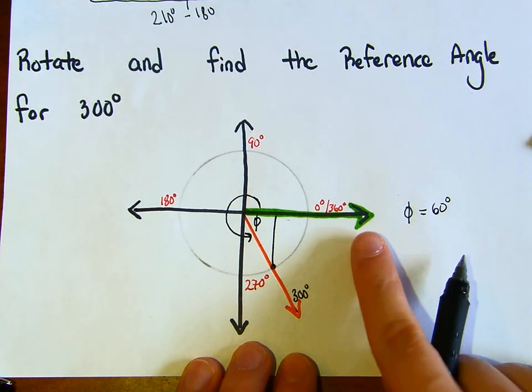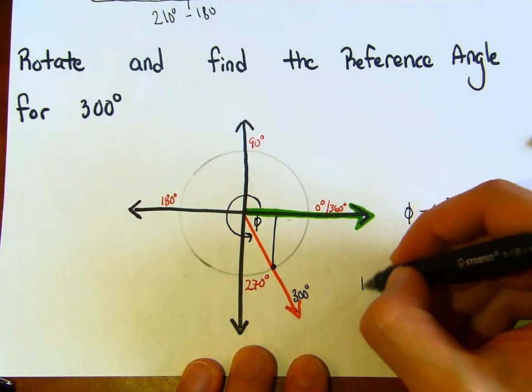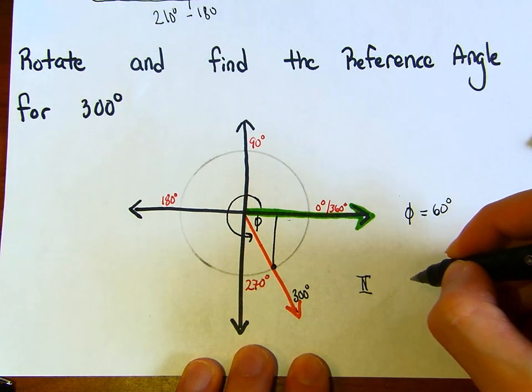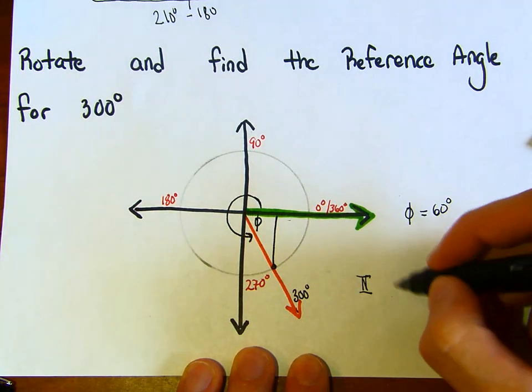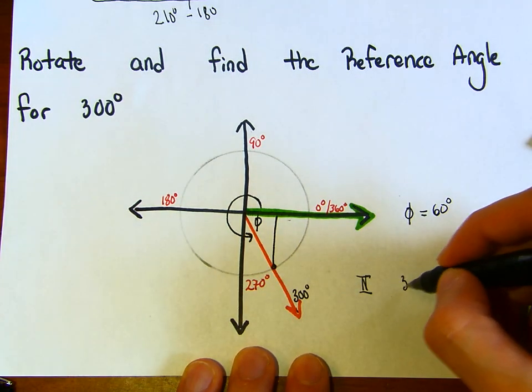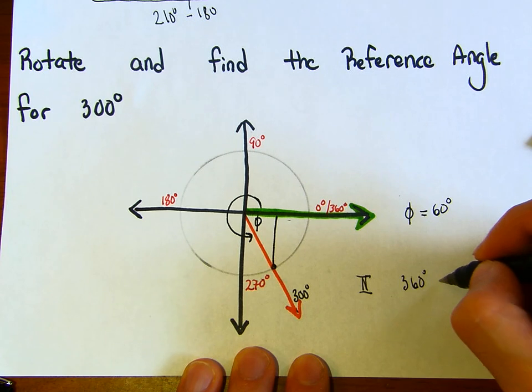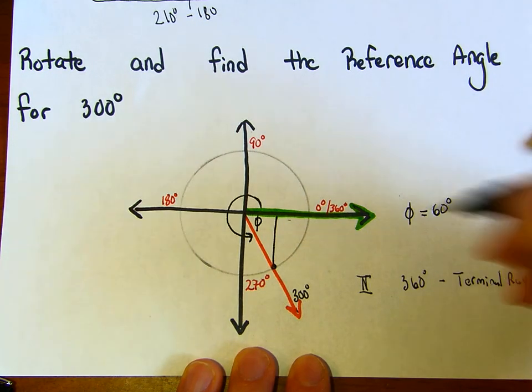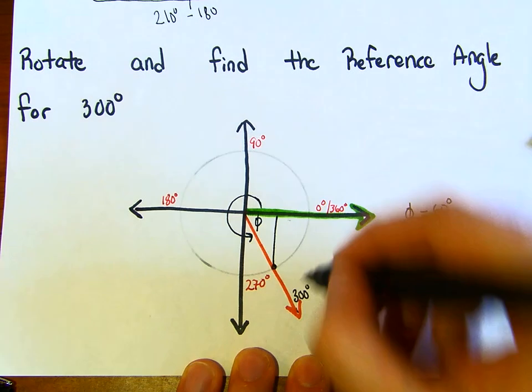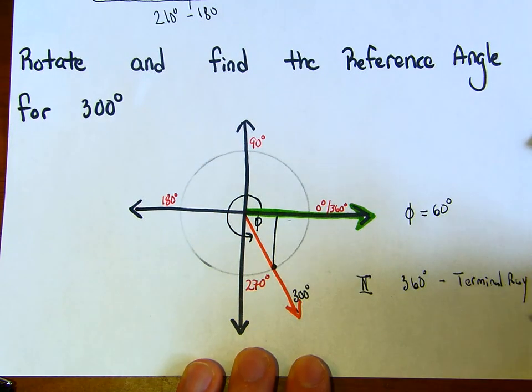And how were we able to do it over here in quadrant 4? Why don't you think about what the formula would be for quadrant 4? Okay, pause the video. But if you want to see it, it should be 360 degrees minus the terminal ray. And here, the terminal ray was 300. So we just did 360 minus 300.